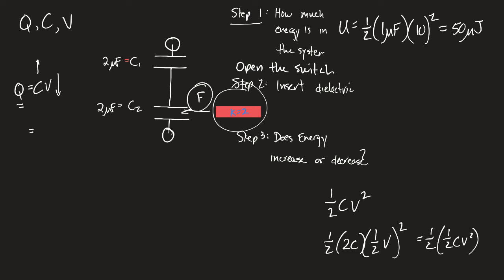Now, there's less energy in the system, which means negative work was done. We don't have to force the dielectric in. If we get the dielectric close, it will be pulled into the capacitor because it's going to drop the energy. So instead of us having to apply a force, it's going to apply a force to the dielectric and pull it in to reduce the total amount of energy.